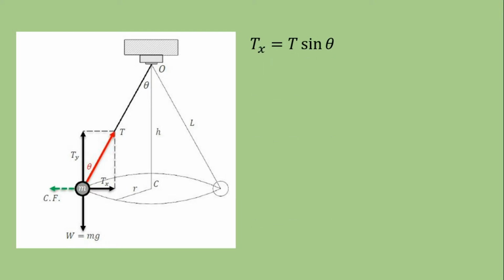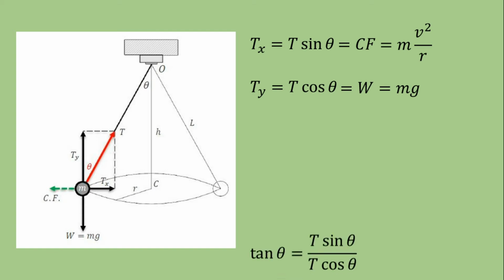To get Tx, as you can see on the illustration, Tx is equal to T sine theta, which is equal sa ating centripetal force as well. Para maging balance, kailangan equal yan, which is yung formula natin from our previous topic, m v squared over r. Meron naman tayong Ty which is equal to T cosine theta, which should be equal sa ating weight, or the mass times the gravity.